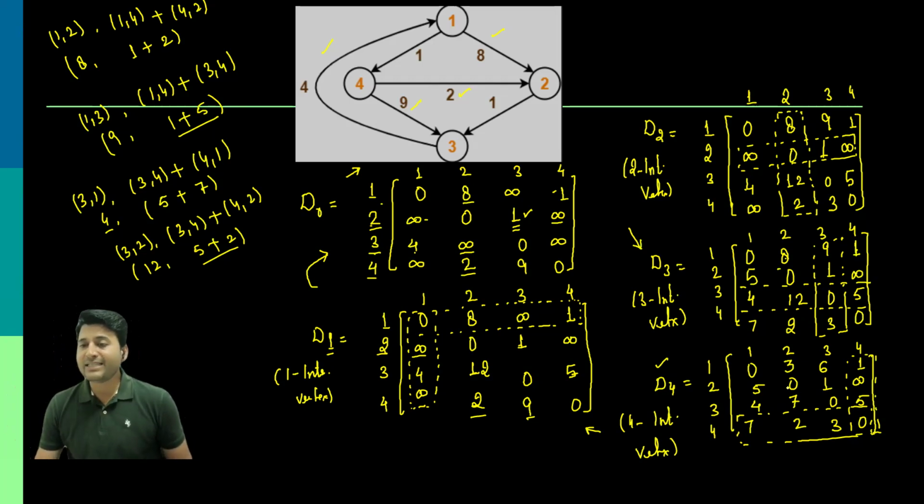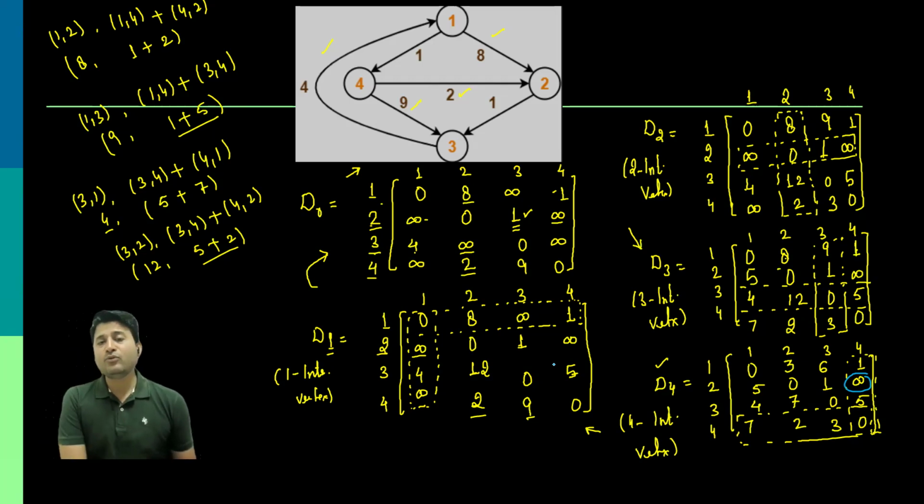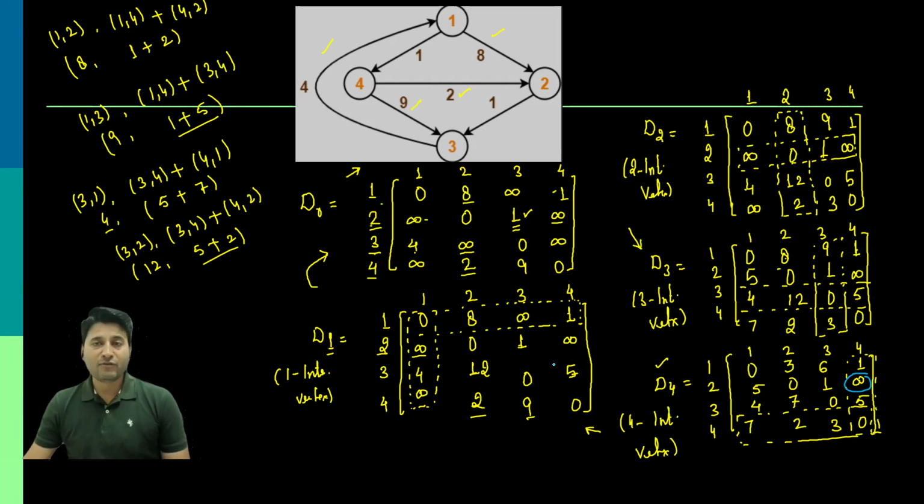Where there is an infinite in this graph, like you can see 2 to 4 is infinite, that means we never reach vertex 4 from vertex 2 by any of the possible paths in the given graph. Understood? So this is how we can use this algorithm to find the shortest path between every pair of vertices.